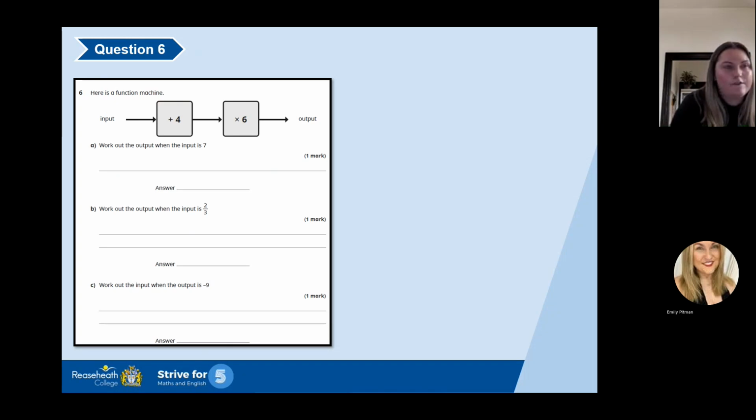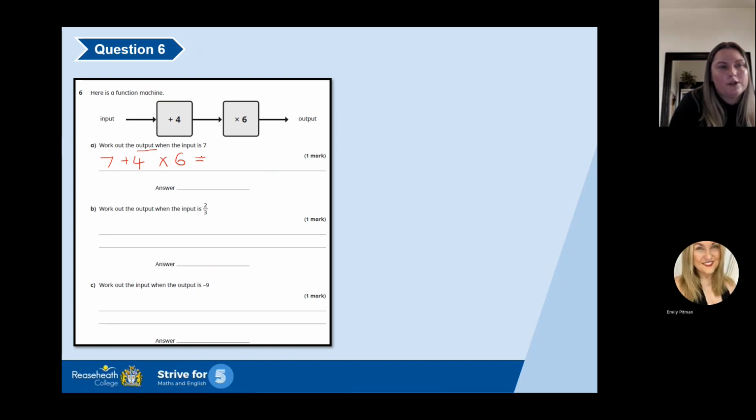Okay, here is a function machine. So work out the output when the input is 7. So we want to know the output. So I'm simply just going to write it out for now. So 7 add 4 times 6.